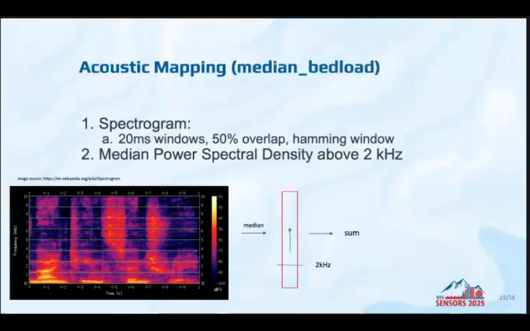The acoustic mapping feature is a type of method proposed to replace direct sampling. You place a hydrophone on top of the riverbed and record for a minute or so and make an estimate of the bedload that's moving at that point. The hydrophone, instead of being stuck into the river, is at the top. That's what this method was originally designed for. You take the median power spectral density of each frequency band and then sum above 2 kilohertz.